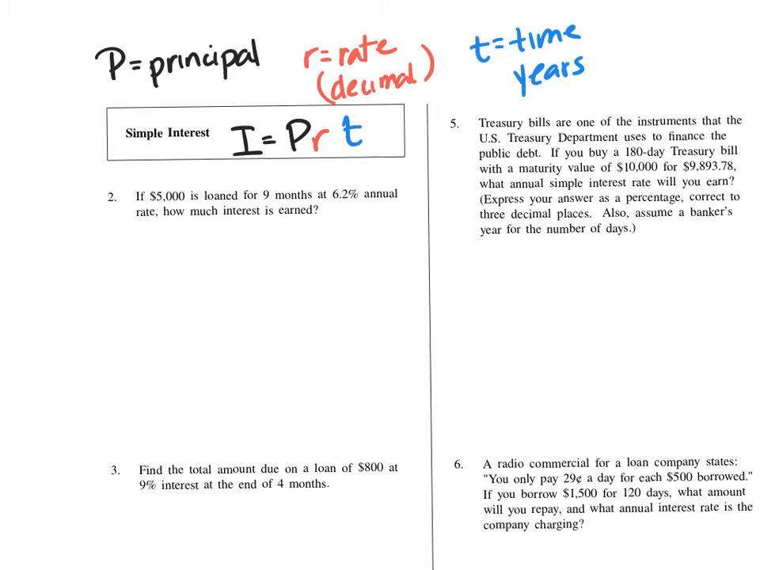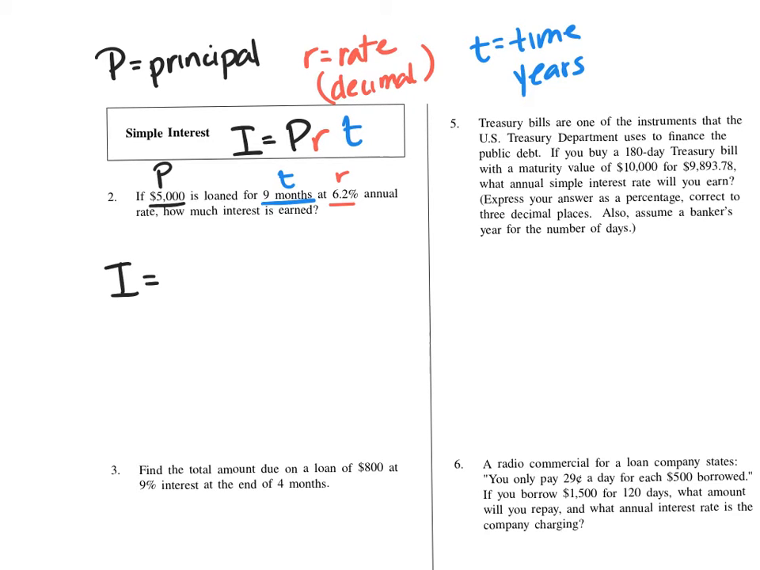So in this first problem, it says if $5,000 is loaned for 9 months at a 6.2% annual rate, how much interest is earned? So I just want to find I here. The amount of money being borrowed here, or loaned, is $5,000, so that's going to be the principal. The 9 months is your time, and your interest rate here is going to be the 6.2. So we're going to label everything first. In any one of these problems, we always start by labeling the different variables.